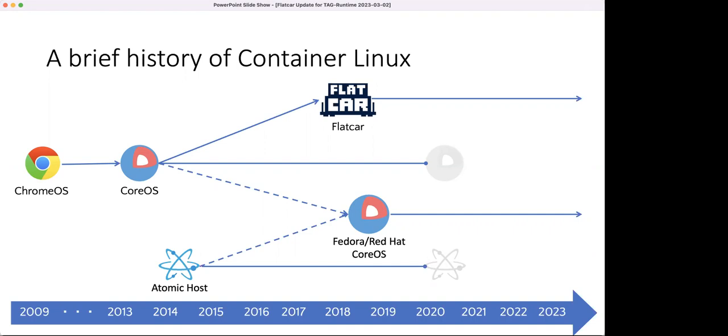But we knew at the time of that acquisition that was likely to happen. It's a different model. It's a Fedora-based OS, and we knew that a lot of people really just wanted CoreOS as it was to continue. And that's why we did this fork, initially just rebuilding the upstream CoreOS for as long as that was maintained by the original team behind it.